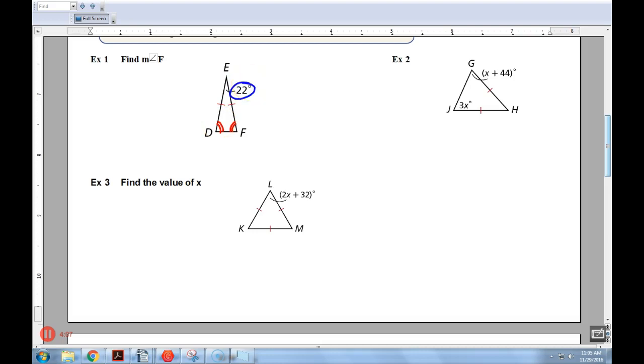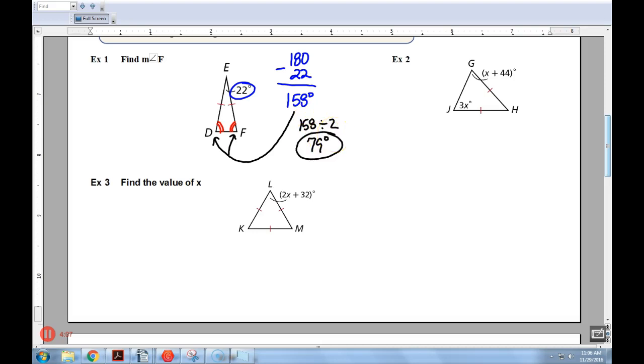So here's how I'm going to do this. I know that a triangle adds up to 180 degrees. So I do 180, subtract the 22, which would be 158. Now that 158 has to be split up between two different angles, because they're both identical. So I'm going to do 158 divided by 2, which comes out to be 79 degrees.